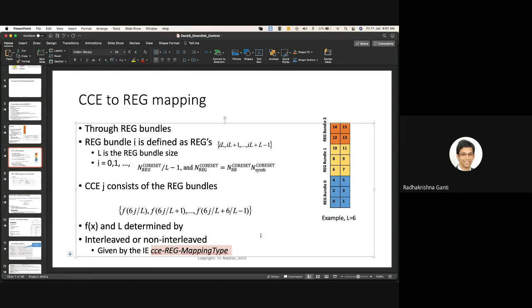This is the equation. Let's understand it, since you will see similar equations in other places too, so it's good to know it once. Essentially, we're trying to figure out which REG bundles the jth CCE is mapped to. How many REG bundles will there be? Remember, if L is equal to 6, how many REG bundles will each CCE map to? Can anyone tell me?